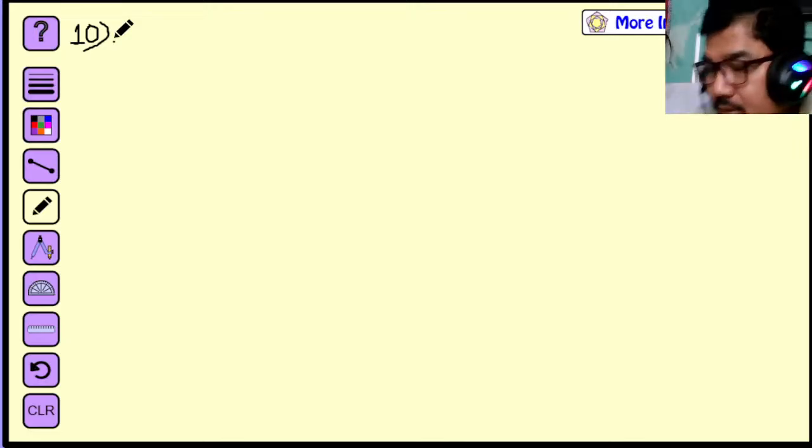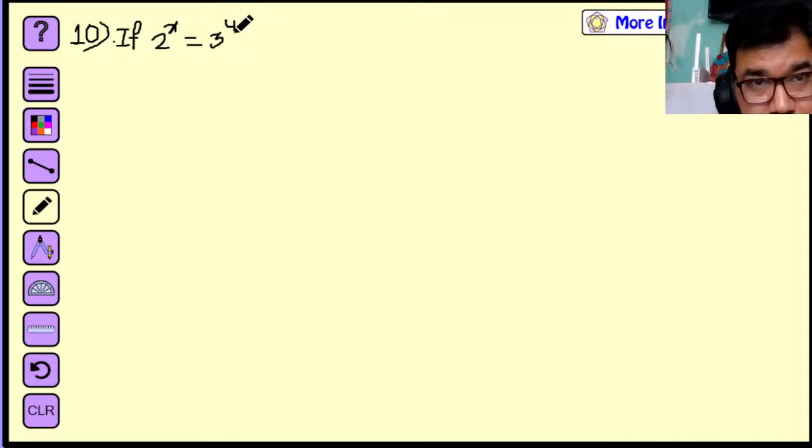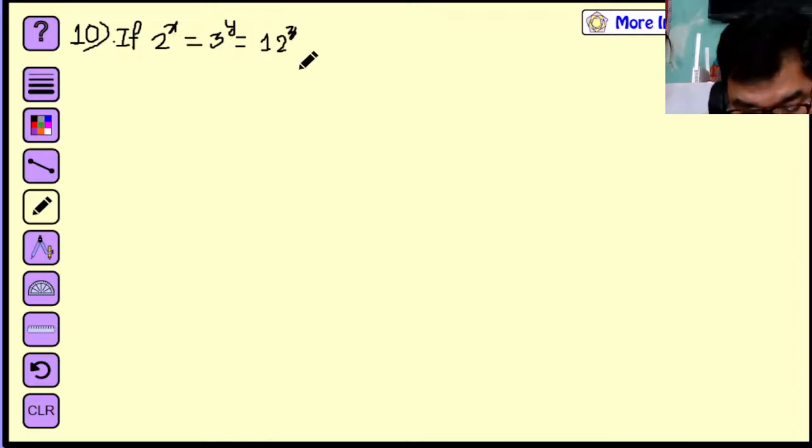The question is asking, see here children, if 2 to the power x equals 3 to the power y equals 12 to the power z. Okay, these are given.